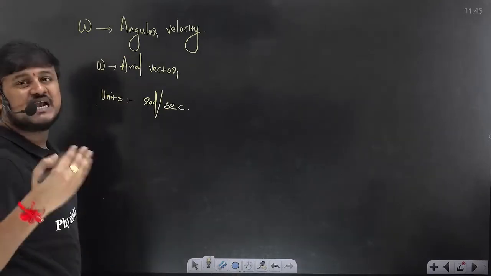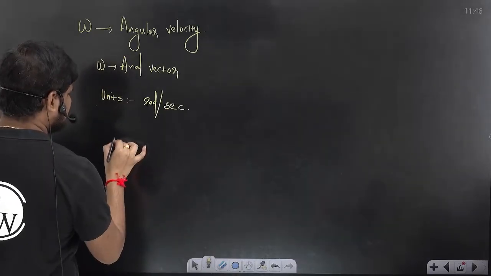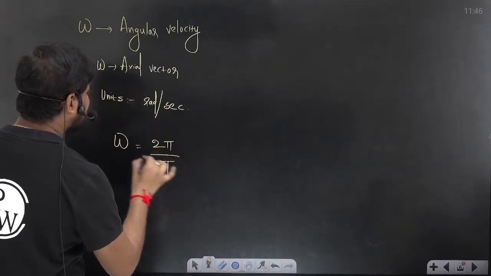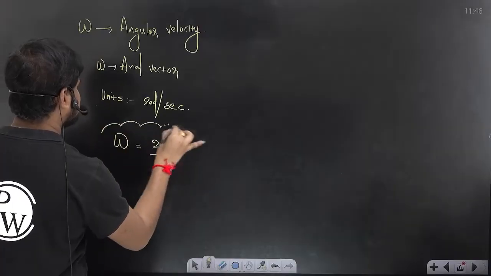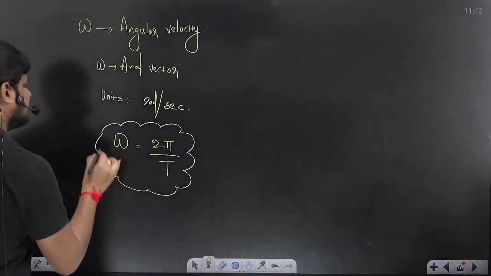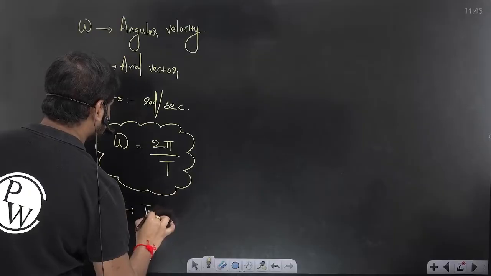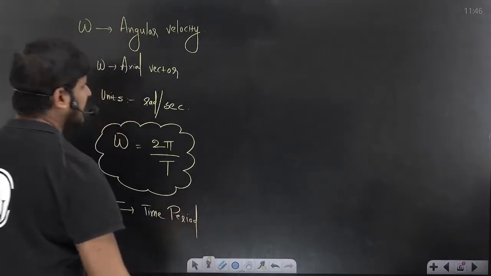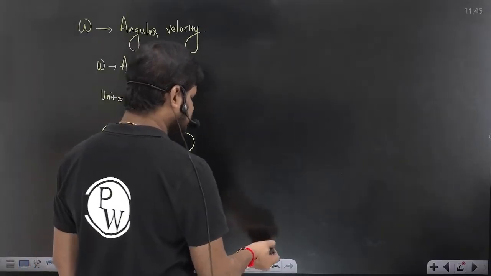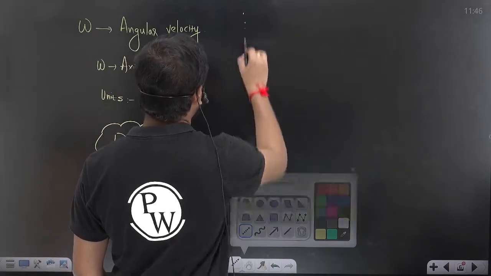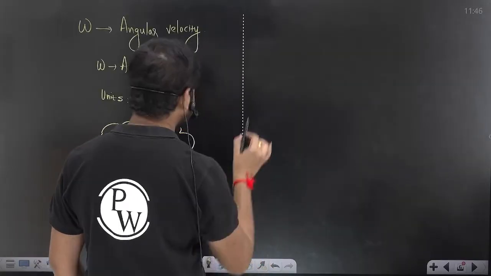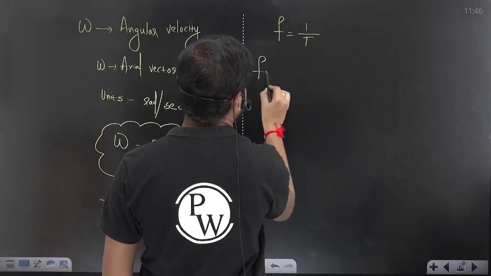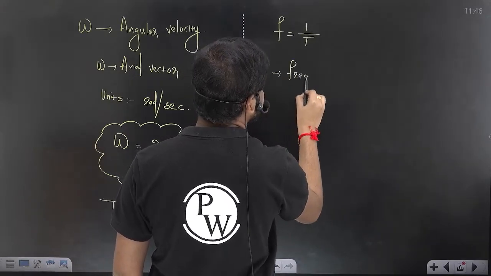Now, its relation with the time period and frequency. How do we write? We know that omega is equal to 2 pi by T. So this is the relation of angular velocity with the time period, where T is the time period. The time taken to complete one complete revolution is called the time period. And we also know that the time period is equal to 1 by frequency, and frequency is equal to 1 by time period. F is the frequency here.